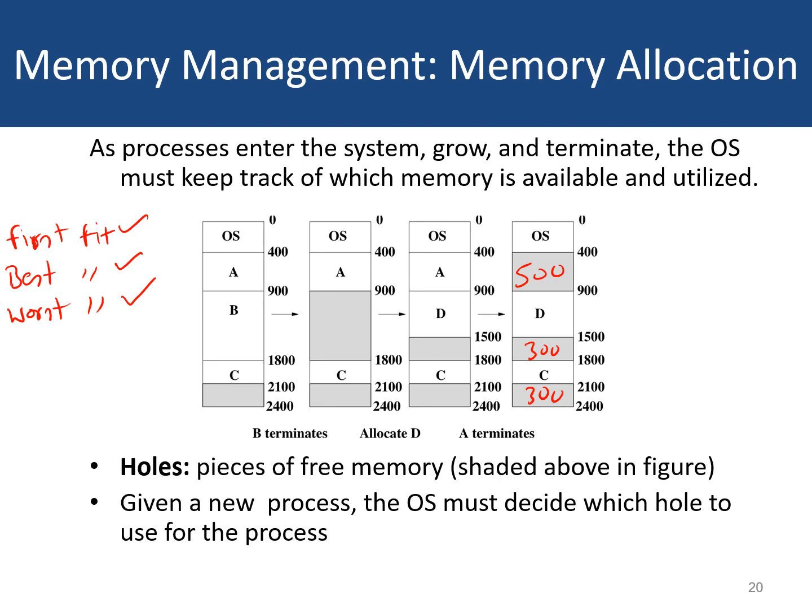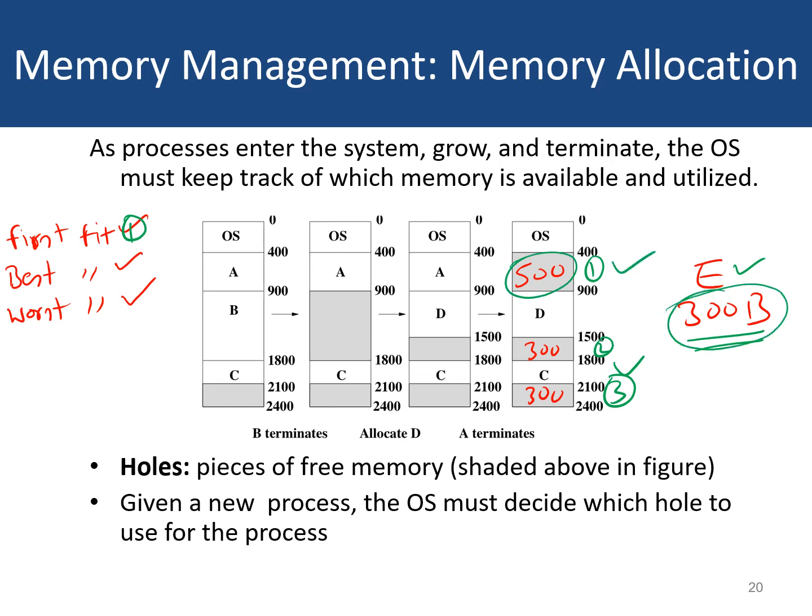So for instance, let's say we have a new process E that requires 300 bytes. The first fit allocation policy says that for this new incoming process, we'll go through this list of holes in the memory sequentially, and the first hole which is big enough to accommodate this new process will be used. So in this case, let's say this is our first hole, this is the second hole, and this is the third hole over here. The first hole is 500 bytes. So clearly 500 bytes is big enough to hold this 300 byte process. So first fit would simply use this hole. As opposed to this, the best fit policy, recall, tries to find the tightest fit.